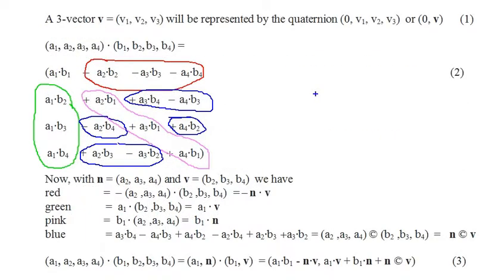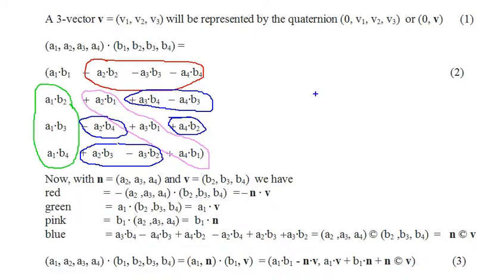We want to use quaternions to rotate vectors in 3-dimensional space. A 3-vector is represented by a quaternion as shown in line 1. That is, the first component is 0, and the 1, 2, and 3 components of the vector become the 2, 3, and 4 components of the corresponding quaternion. We'll need a friendlier formula for multiplication than the one we have, and fortunately we can obtain this by inspection.